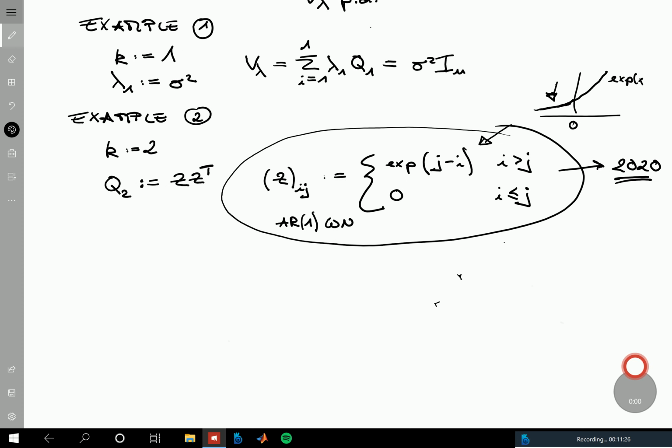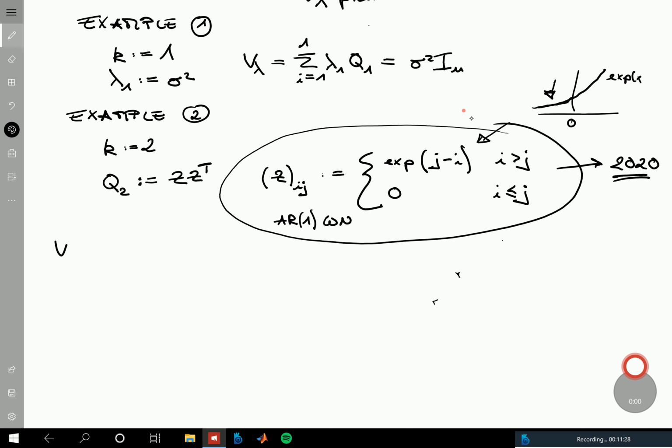But right now we have the second example here, which then is our lambda 1 times I_n plus lambda 2 Q2, and our Q2 matrix is formulated like this. So this is the SPM, also FSL covariance matrix.